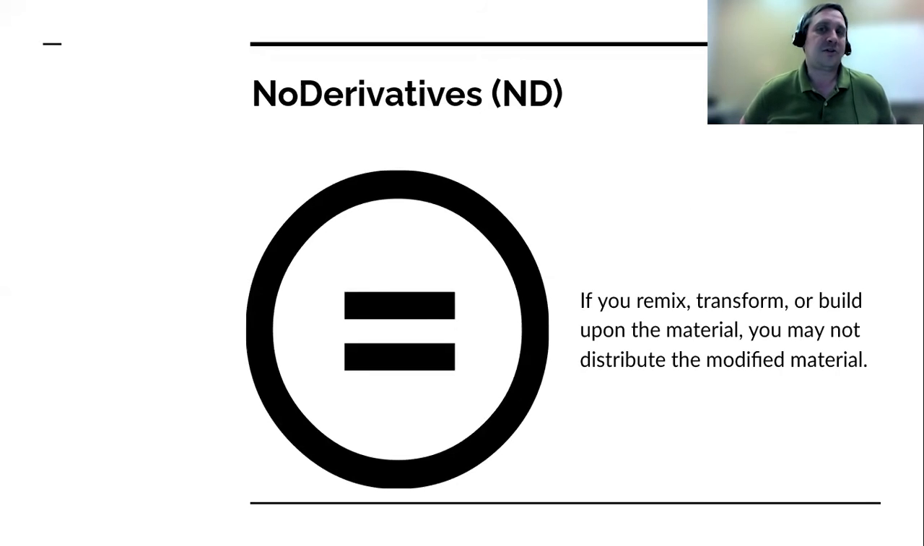And then no derivatives means that if you want to make changes, you have to keep the changed item to yourself, and you cannot share out an altered version of the original image. So I'm fine with you taking my photo and doing what you want with it, but if you're going to distribute the photo, post it on your website, whatever, you cannot go in and Photoshop my kids in the picture. So you can share the version as it originally existed, but you can't make any alterations to it.